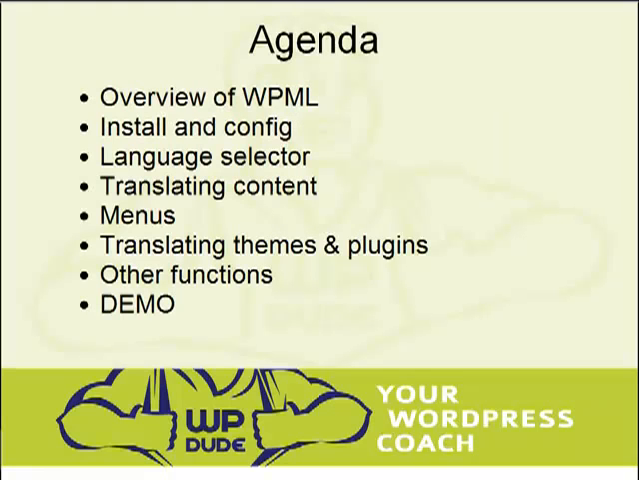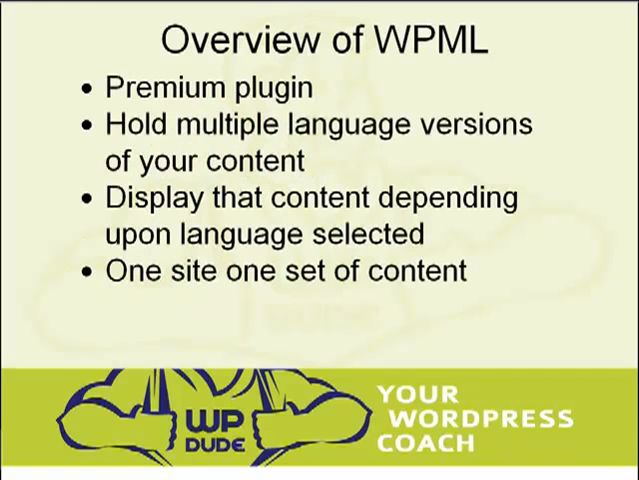So here's the agenda. We're going to have a quick overview of WPML. We're going to talk about installing and configuring the plugin. Next we'll talk about the language selector. So that's how your site visitor will choose which language they want to view your content in. Translating content, creating multiple menus for languages, translating themes and plugins, and a quick look at the other functions that the plugin can give you, but we won't be covering those in the demo. And lastly, a detailed demonstration of how to set up a multiple language site using WPML.